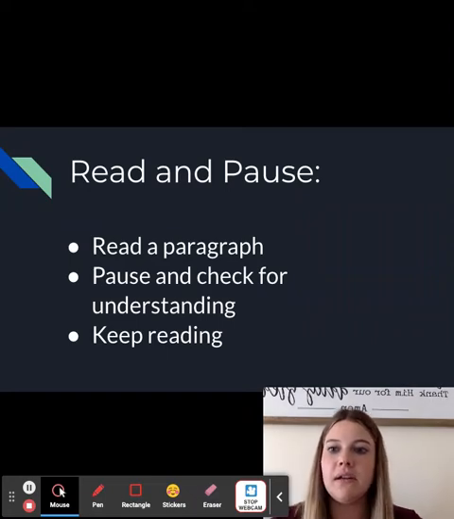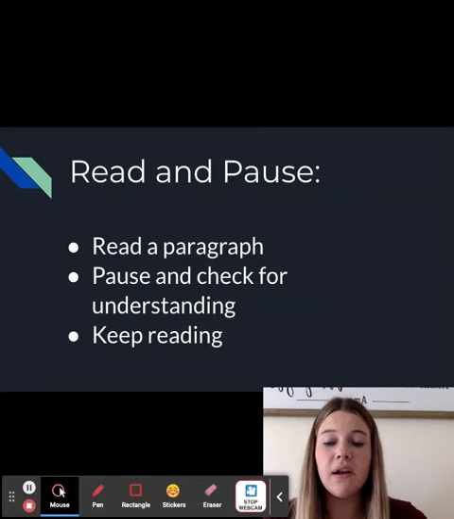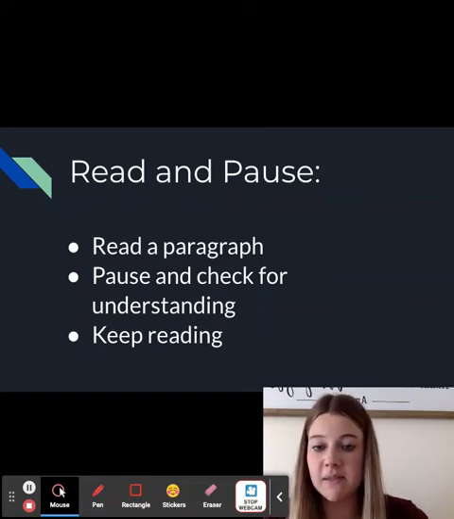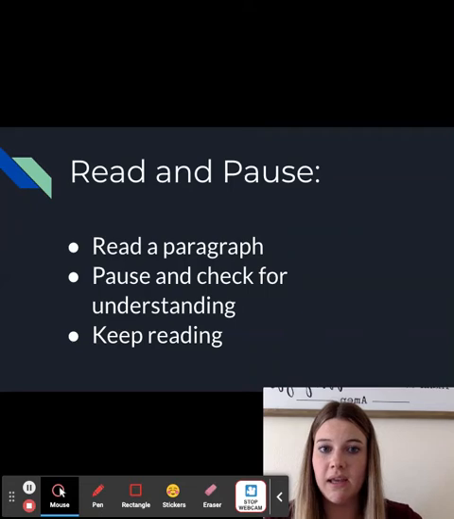There are also some different things with narrative text. So again, you can do the read and pause. So same thing as an expository text, but you're doing it now in a narrative text. You read a paragraph, you pause and check for understanding, and then you can keep reading. A lot of students, they zone out with the narrative text because they think that they don't need to focus as much. So this is a great way to keep them engaged and to keep them focused on that text as well.